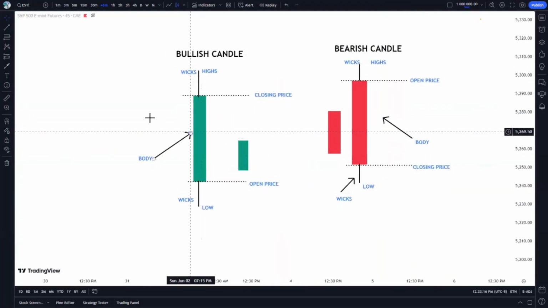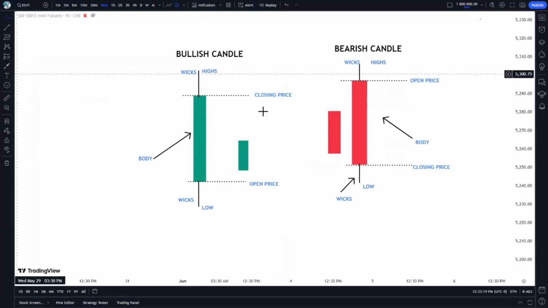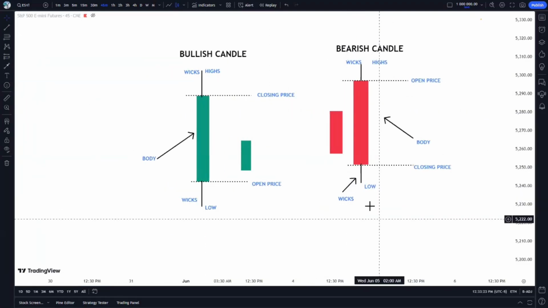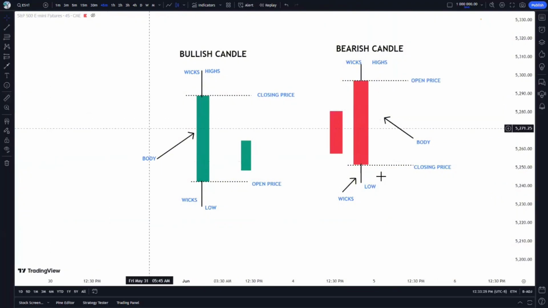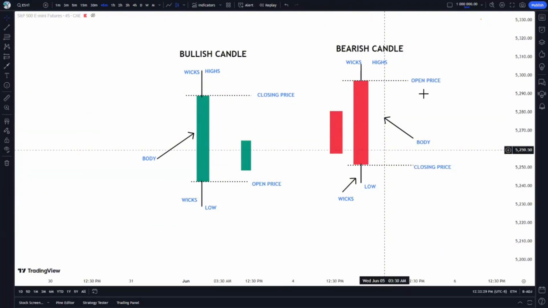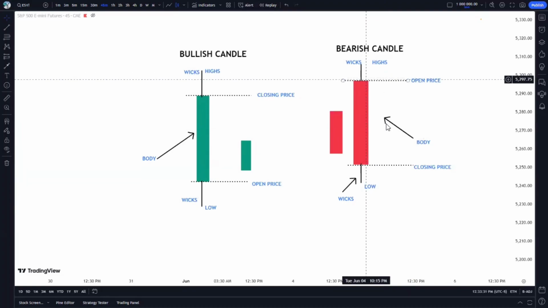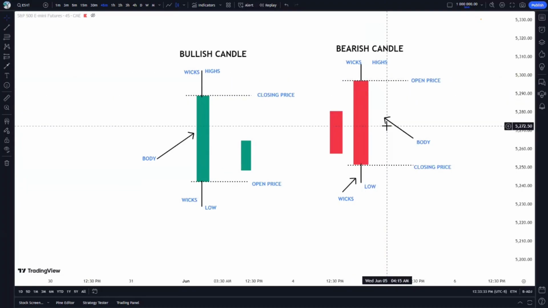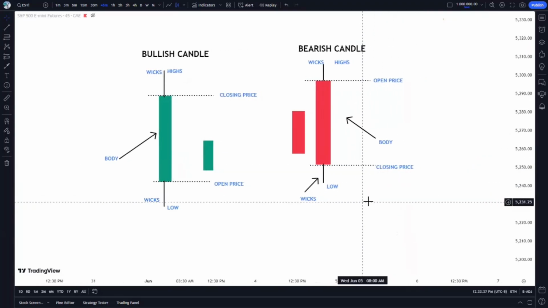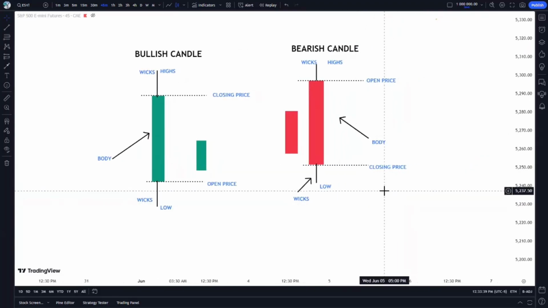And then also another information about the wicks. The longer the wick is, that means price traded further from the opening price and the closing price also. So these are things that we are going to look out for. So screenshot this, take notes, and refer back to it over and over again.